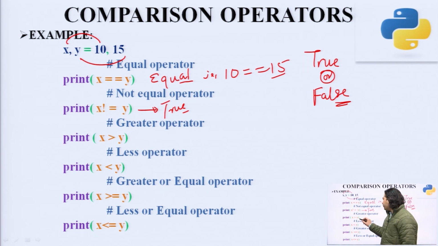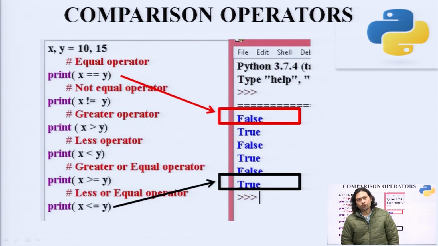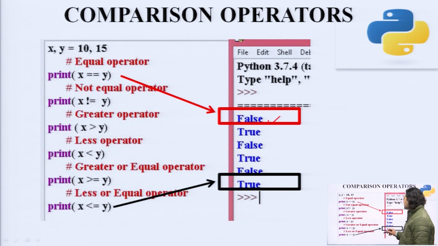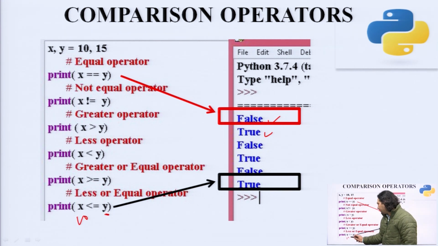Similarly, 10 is greater than 15, 10 is less than 15, and the last two are x greater than or equal to 15, or x less than or equal to 15. Now, look at the operations. You will get the answer for this as false. Similarly, the next one is true. Now, look at the last one. Here 10 is less than or equal to y, that means 10 is not equal to y, but 10 is less than y, and that is why it is true.